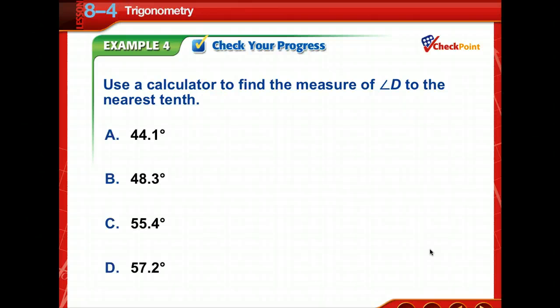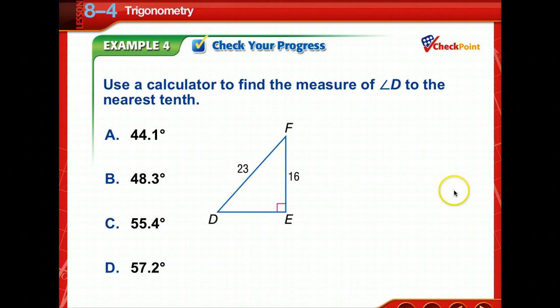All right, time to check your progress. We're going to use a calculator to find the measure of angle D to the nearest tenth. What are we given from D? Opposite and hypotenuse. So what would that be? Pause and work that one out, then come back and check. So we're going to use the inverse sine with the opposite over the hypotenuse, and we get 44 1/10.